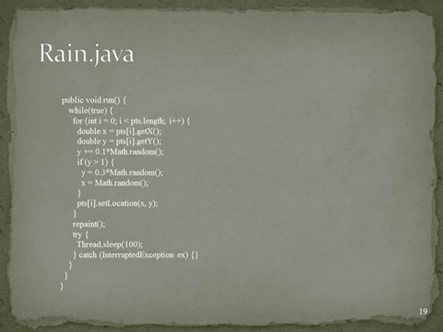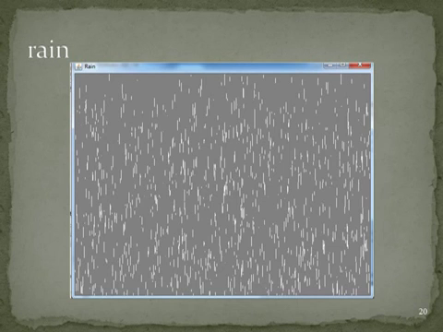Here is the completion of the code. As we can see here, we make an infinite loop to update the line location in the pts array. And here is the output of the rainy animation, as we can see, and you can run it on NetBeans to see the animation.